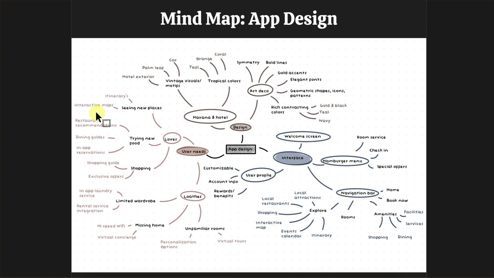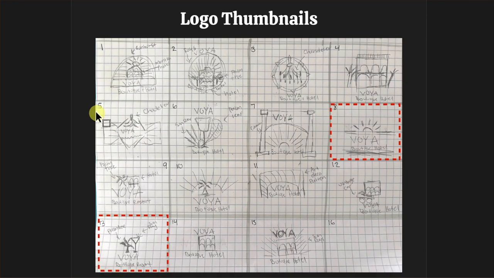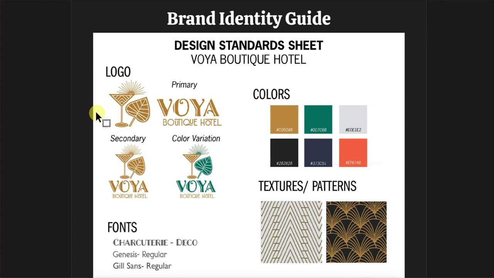Awesome mind map for your app design, really good. Ooh, that's a mind map that makes me happy right there. Look at this mood board just exploding with inspiration. So great. So great. Okay. And your logo thumbnails, great. So cute. I love this. Really nice. Awesome color palette. Just so fun. Very Havana. I love it. So pretty.